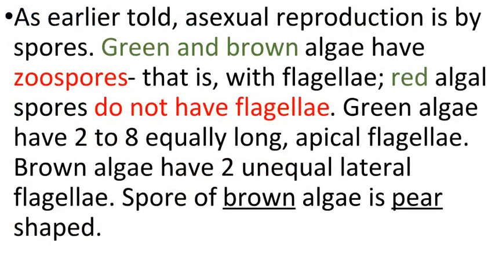As earlier told, asexual reproduction is by spores. Green and brown algae have zoospores, that is, with flagellae. Red algal spores do not have flagellae. Green algae have 2 to 8 equally long, apical flagellae. Brown algae have 2 unequal lateral flagellae. Spore of brown algae is pear-shaped.